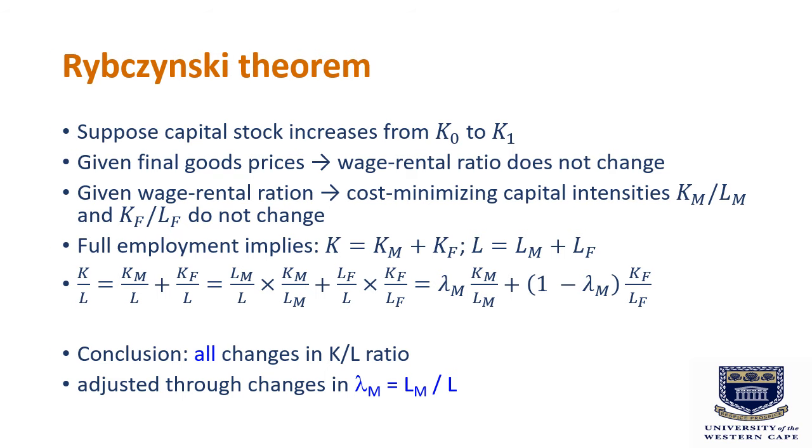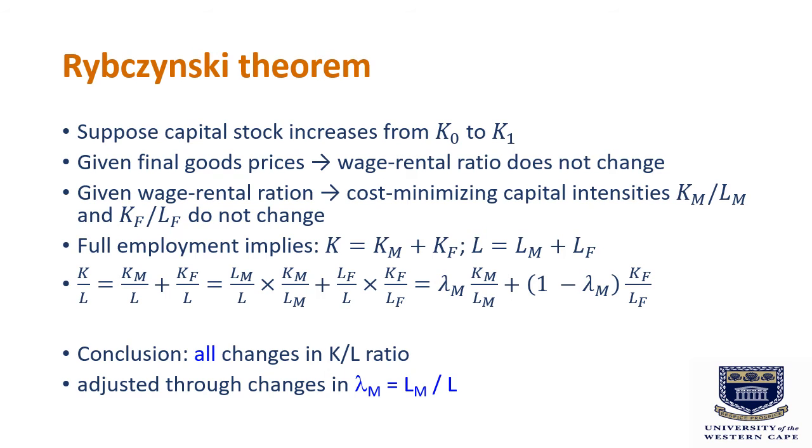Okay, so the first 3 points here on the slide just deal with the idea that capital stock does not change your final goods prices as that is given, and therefore it would not affect your wage rental ratio, and therefore would not affect your capital intensities. So when the capital stock or the labor stock increases, it doesn't affect your maximization process in terms of determining your capital intensities.